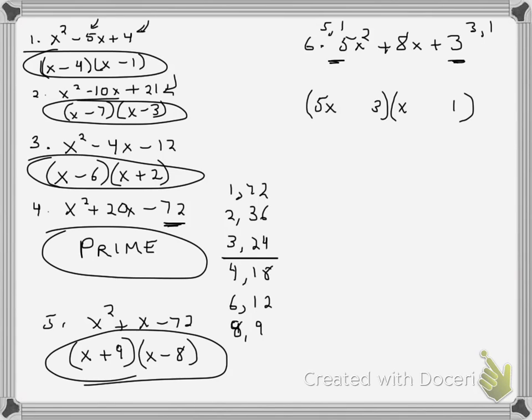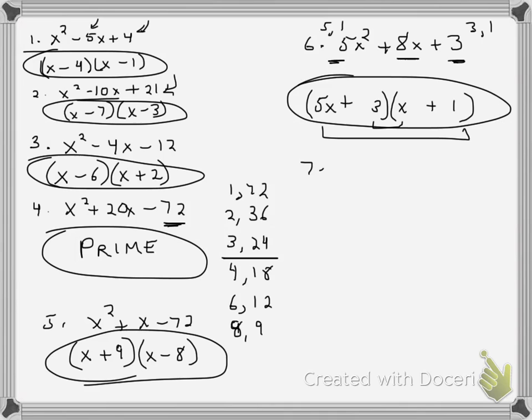Well, you need to have that so that they sum together to give me 8. So 5 and 3 would be 8, and they'll both be positive, just like that. 3 and 5. Okay.